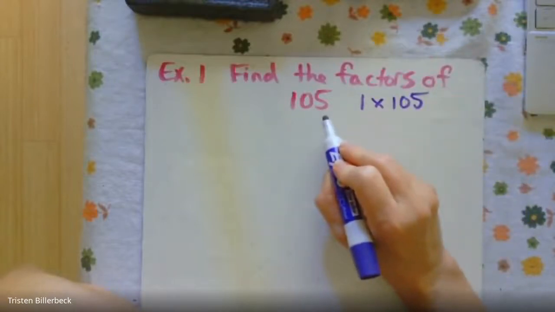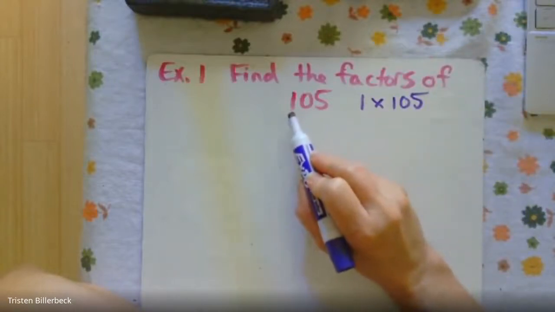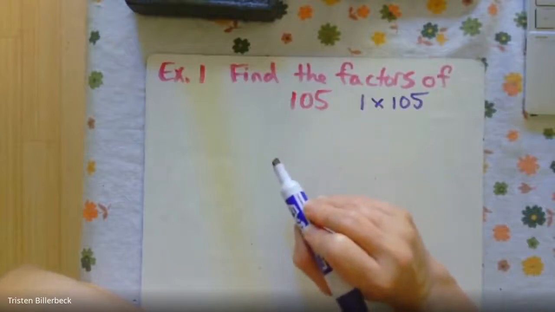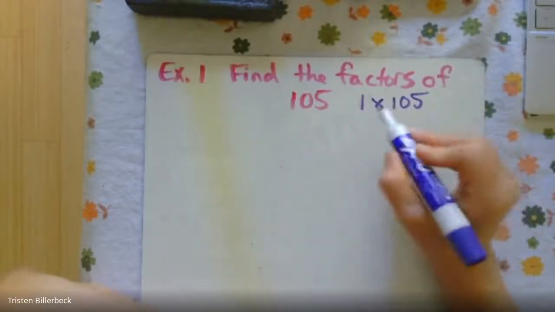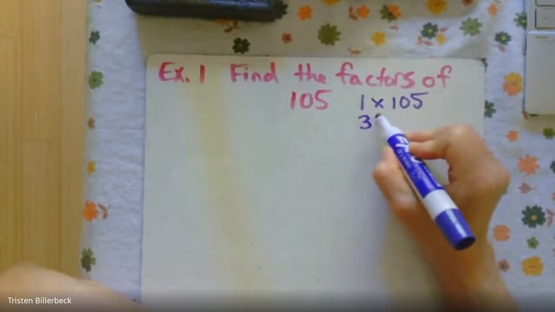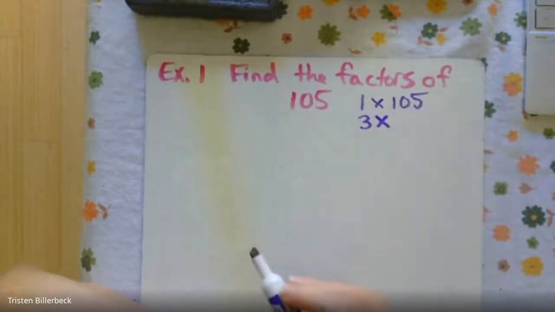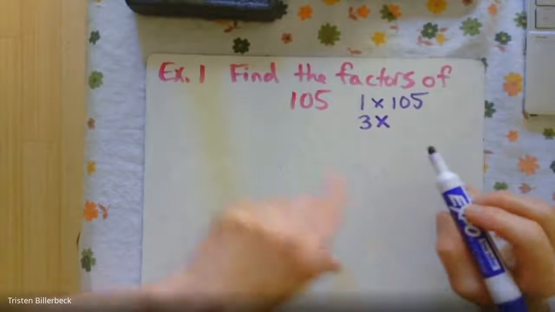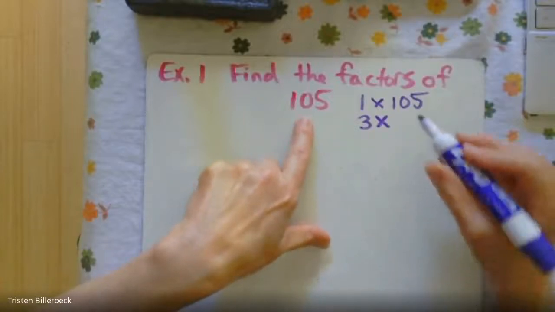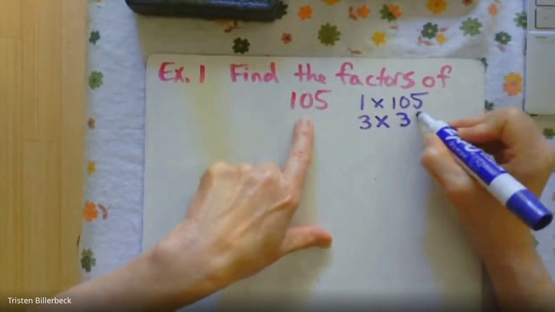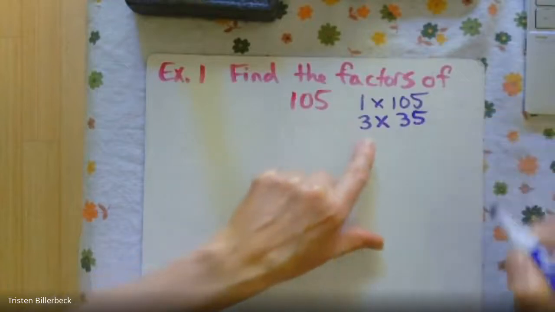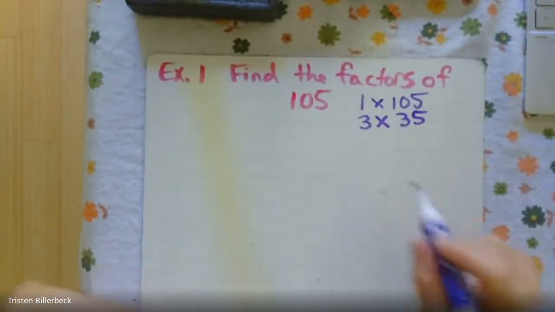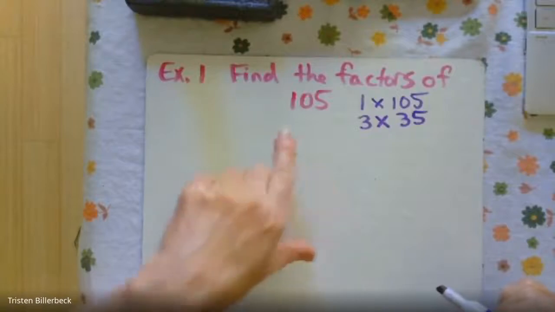2 does not go into it. 3 does, because 1 plus 5 is 6, and 6 is divisible by 3. So there is a number times 3 that equals 105. If I quickly do that in my head, that ends up 3, 5. So 35 times 3 is 105.